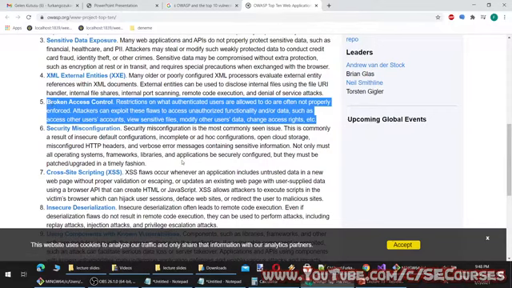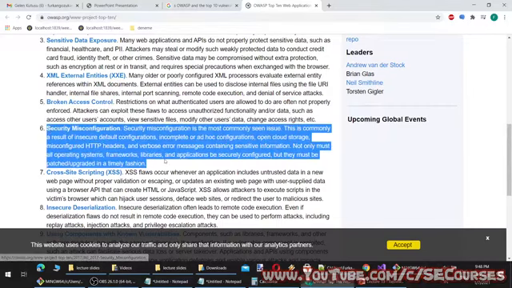Broken access control. Restrictions on what authenticated users are allowed to do are often not properly enforced. Attackers can exploit these flaws to access unauthorized functionality and/or data, such as access other users' accounts, view sensitive files, modify other users' data, change access rights, etc.